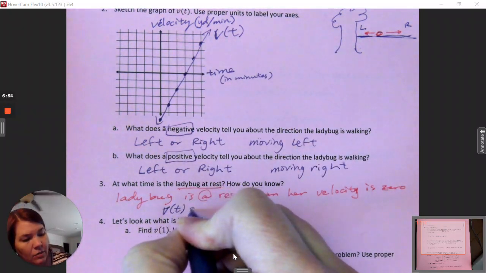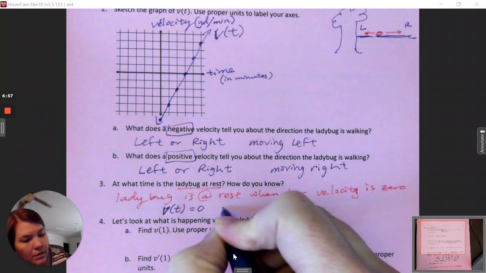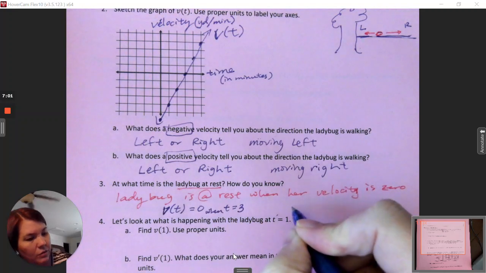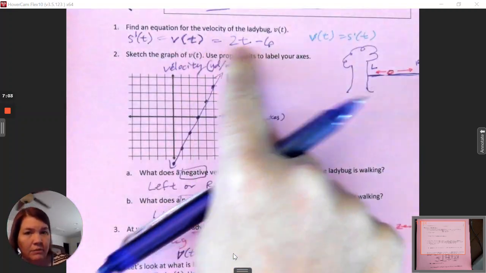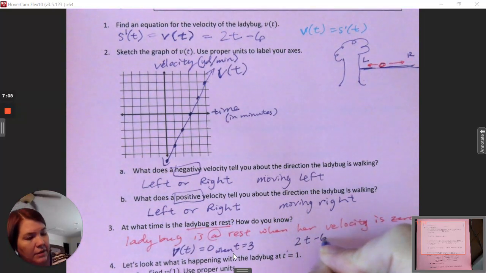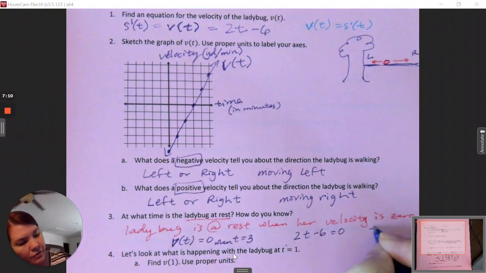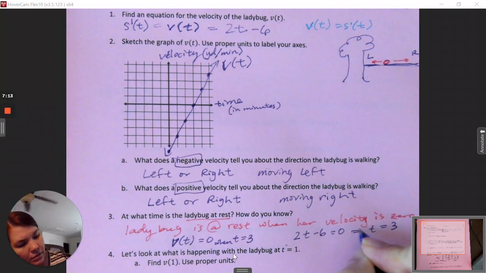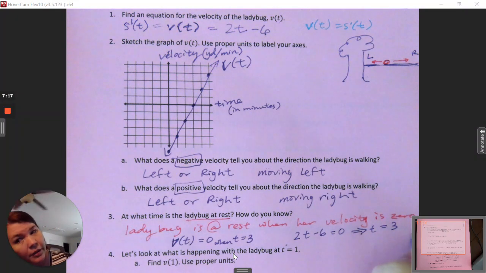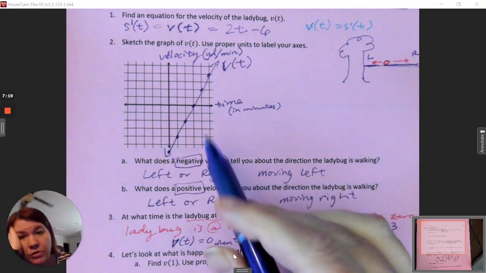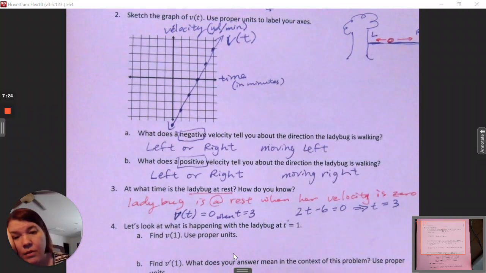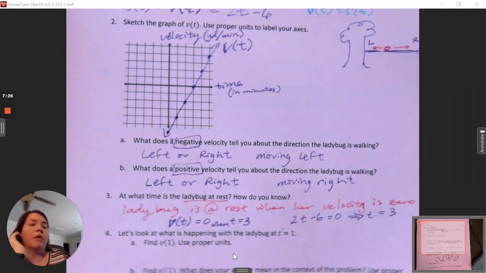V of t equals 0 when t equals 3. And we can do the math with that. We can take velocity way back here, 2t minus 6, and set it equal to 0, and solve for t. We will get 3. Add 6 to 0, divide by 2, you get 3. Or we can look at her picture when she's at rest right there, because her velocity is 0.